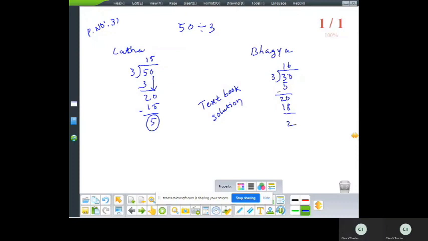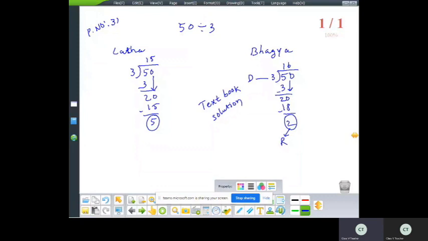5 minus 3 is 2, and 0 will drop down beside that 2, that is 20. 3 sixes are 18, and after subtraction, 20 minus 18, the answer is 2. Yes. See here, this is the remainder.